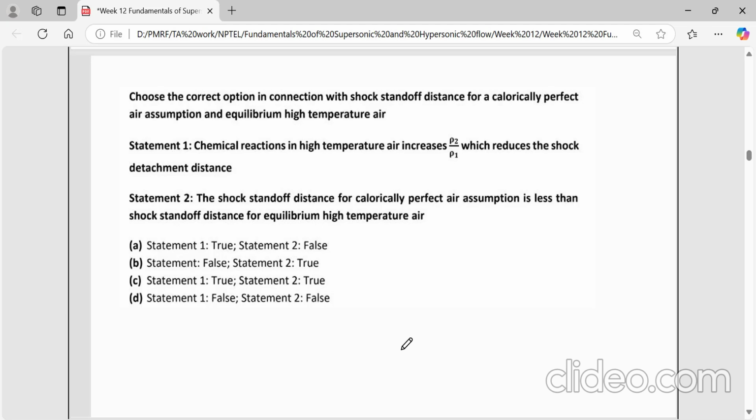Option A: Statement 1 true, statement 2 false. B: Statement 1 false, statement 2 true. C: Statement 1 true, statement 2 true. Option D: Statement 1 false, statement 2 false. So in this problem, we are asked for which case shock standoff distance will be high or low, for calorically perfect gas or equilibrium chemically reacting gas. So which of the options will be correct?